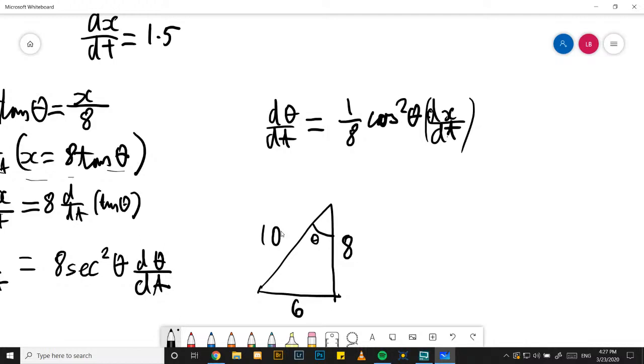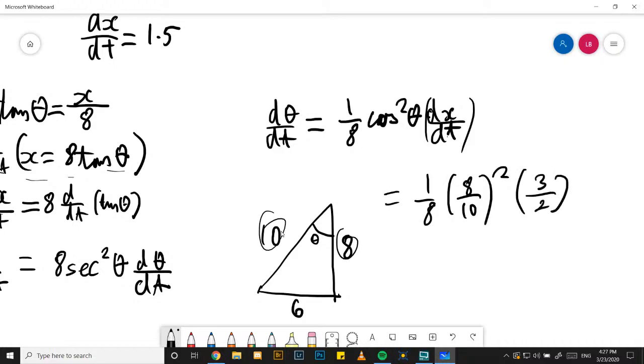So we can figure out the value of cosine squared theta. If we find what cosine of theta is, it's going to be the adjacent over the hypotenuse, so just 8/10, and we're going to square that. And then dx dt, which is equal to 1.5, which I'm going to make 3/2. Then we can do some cancellations. We have 8 squared over 8 times 10 times 2 times 3.